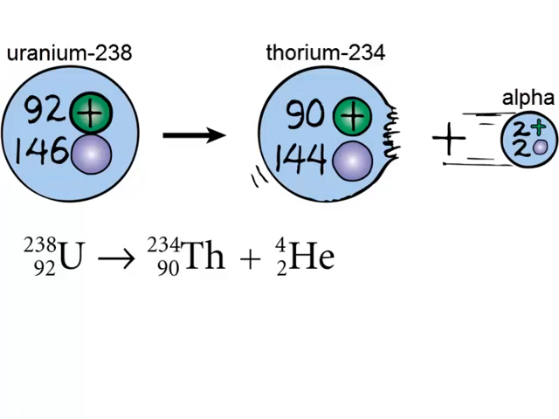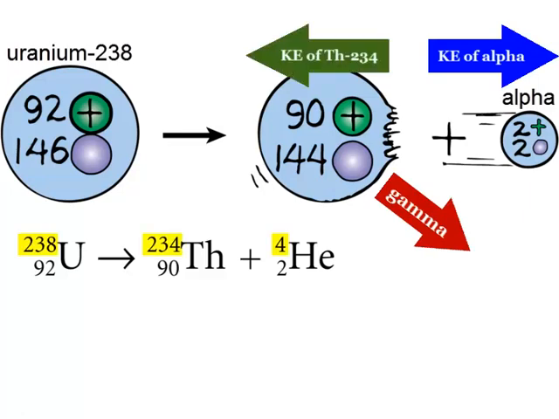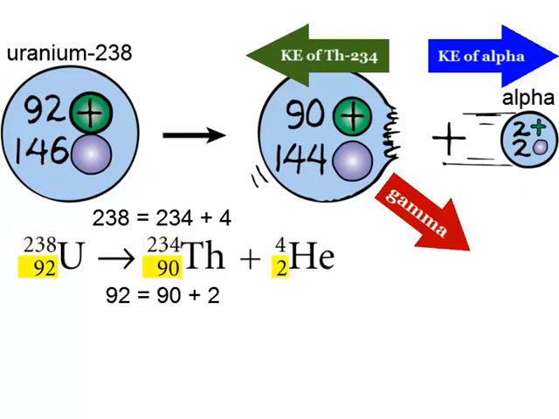This element is thorium. An arrow is used to show that the U-238 changes into other elements. Energy is released in 3 forms: gamma radiation, kinetic energy of the alpha particle, and kinetic energy of the thorium atom. In the nuclear equation, the mass numbers at the top balance, and the atomic numbers at the bottom also balance.